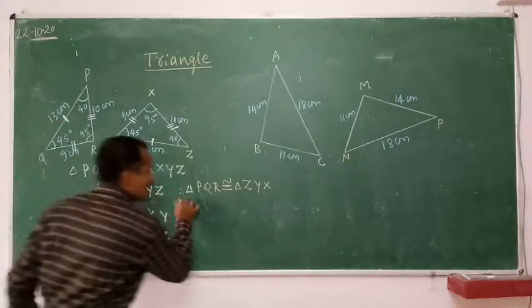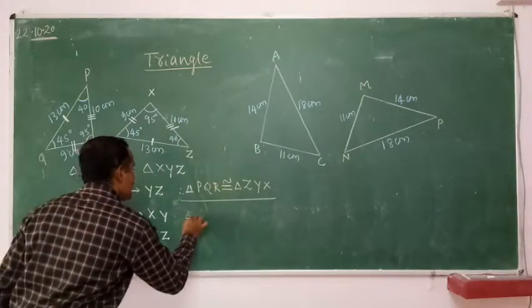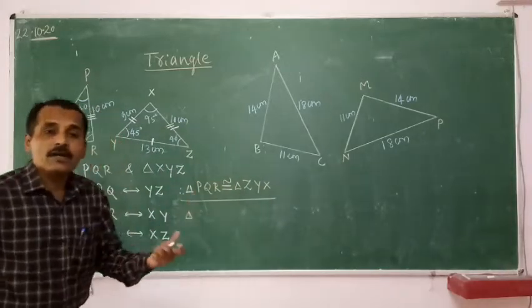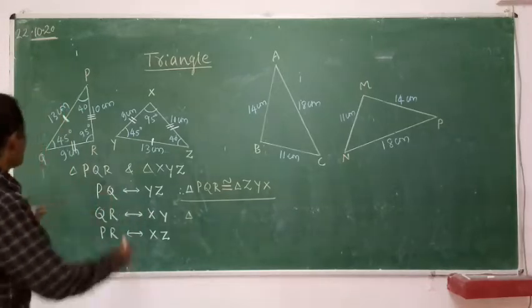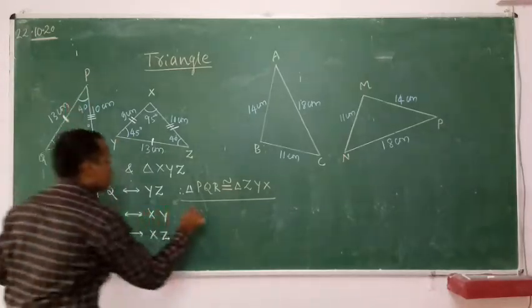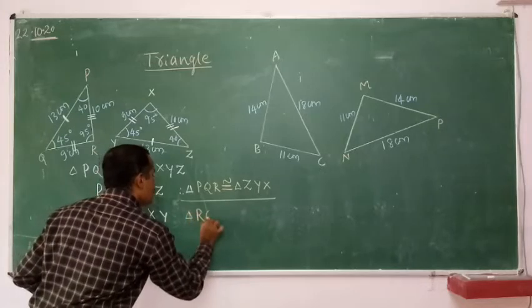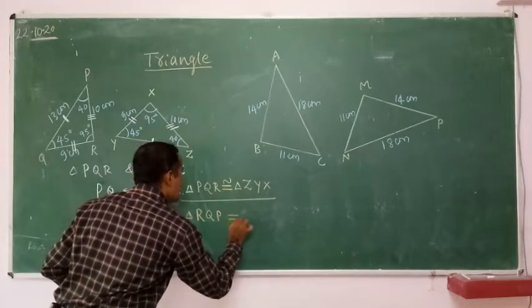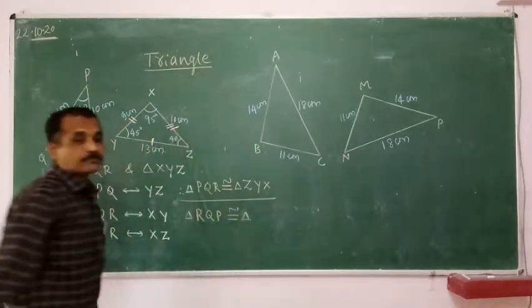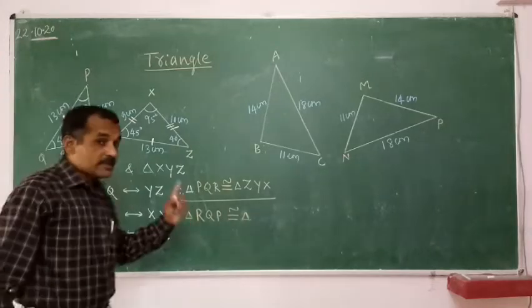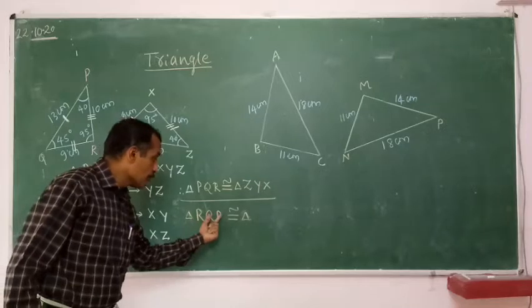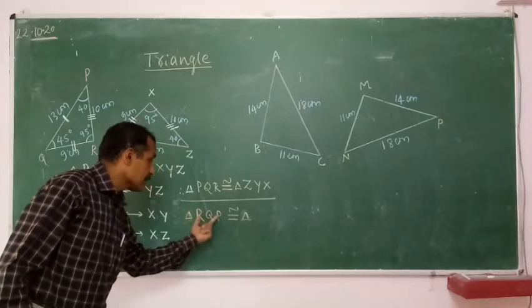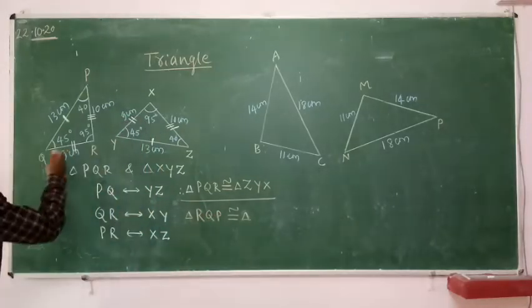By chance, if I started like this, instead of writing triangle PQR, I can write in any way. I will write RQP. Triangle RQP is congruent to... See, I have to write the corresponding parts. RQ, QP and RP correspond to what here? Let me see here.